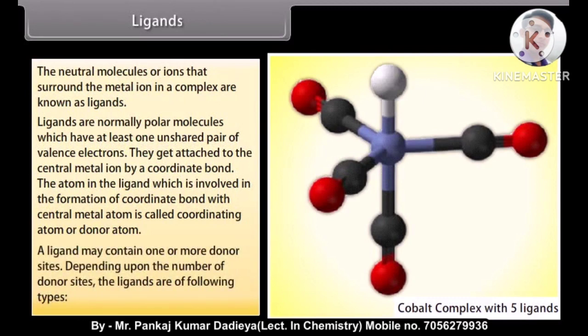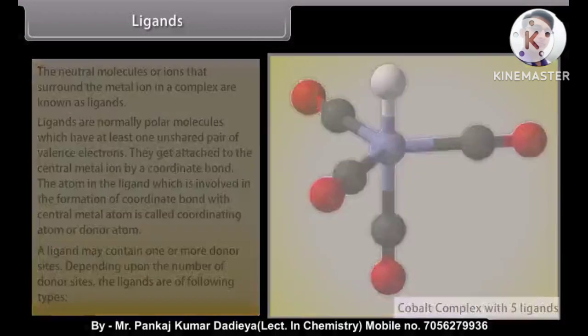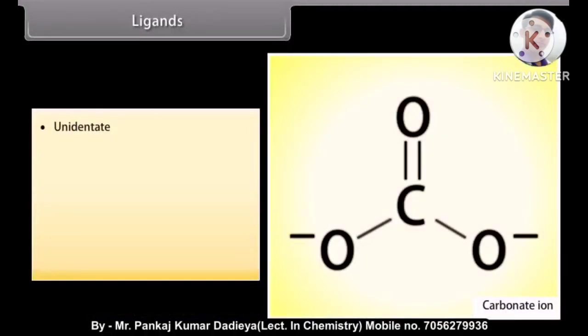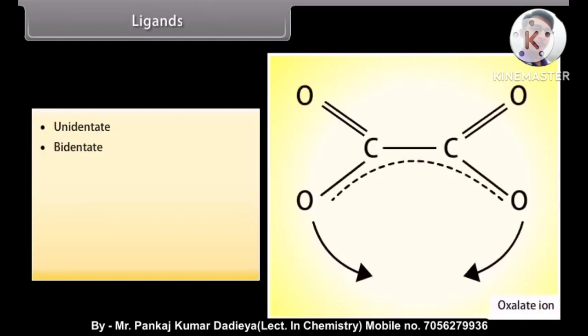A ligand may contain one or more donor sites. Depending upon the number of donor sites, the ligands are of following types. Unidentate with one donor site, for example, carbonate ion. Bidentate with two donor sites, for example, oxalate ion.